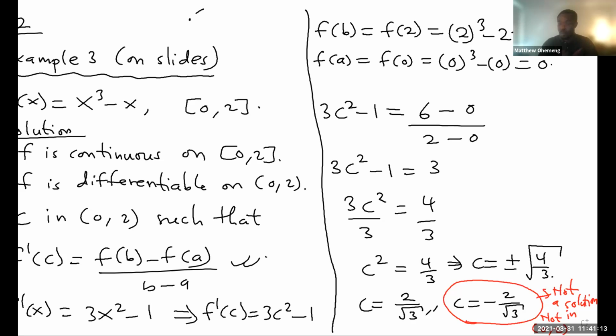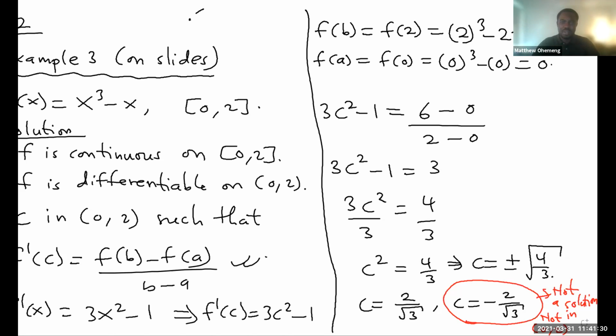So 2 over square root of 3. But if you want to check, you can use your calculator. This is going to be in the interval 0 to 2. So that means that's our C. This is where the slope of the tangent line will be equal to the slope of the secant line joining the endpoints. So that's all. I need to move on to the next slide to make the conclusion.